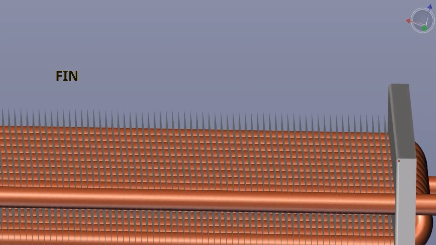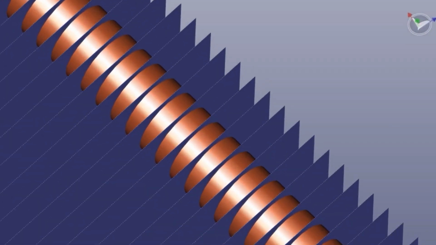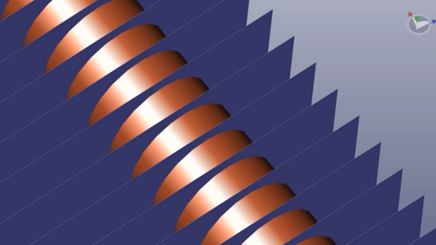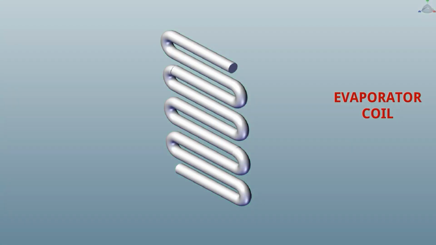Look at the fin from a closer look. Normally it is made of copper and sometimes it can be made of aluminium fin as well. Let's see how it works. So this is the evaporator coil.